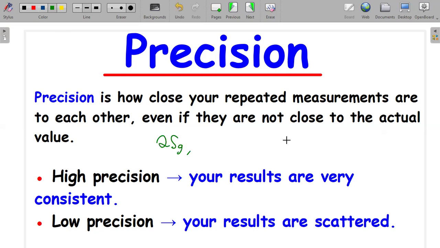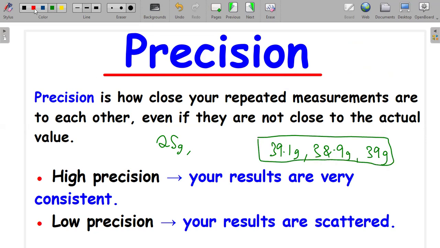So let's say my actual value is 25 grams. And then after doing the experiment maybe 3 times, I find 39.1 grams, and then I find again 38.9 grams, and then I find 39 grams. So you see that these measured results are actually very far from the true value, because we are taking 25 to be our true value. These ones are very far from the true value. But when you look at these measurements here, we can see that they are close to each other.